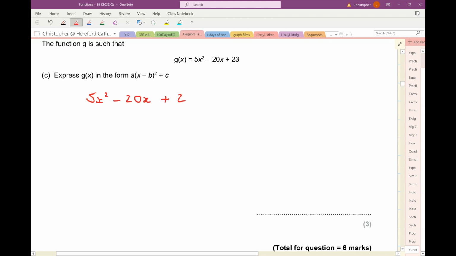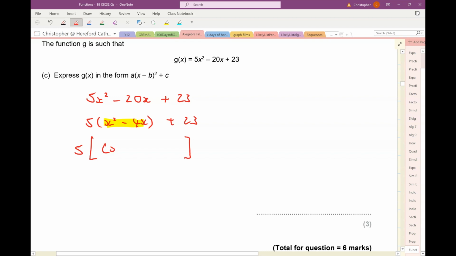Completing the square is something that you need to learn how to do quite fluently. In this case, I'm going to pull 5 out of the first two terms so that I have a unitary x squared, because that's going to make life easier. Now, 5, open a square bracket. I'm going to complete the square on this expression here. Now, it's x squared minus 4x.